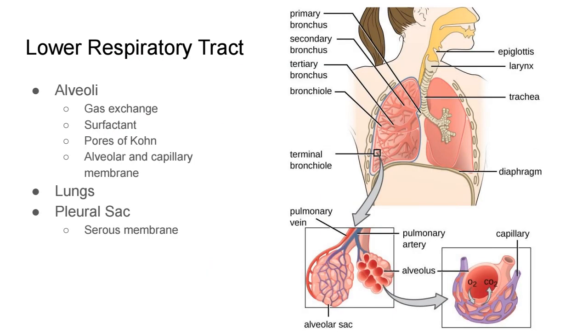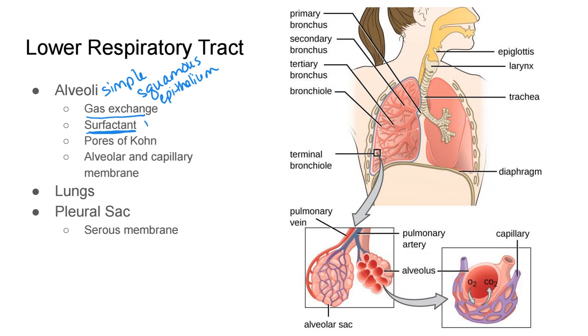Okay, so let's look at the alveoli, where actual gas exchange is going to happen. So the alveoli are going to be our main site of gas exchange. They are going to be made out of simple squamous epithelium. Remember, simple was one layer. Squamous were those really thin, kind of flattened cells. And so this is what's going to allow the gas exchange to happen. The alveoli are lined with a chemical called surfactant.